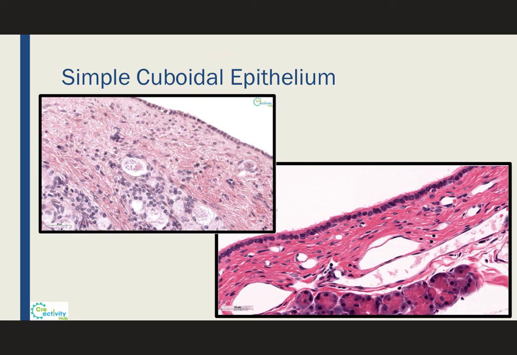Here we have a few more examples of simple cuboidal. The tissue on the left is a sample of an ovary. Notice how these outer cells forming the epithelium are arranged in one single cell layer, and the cells are square. The image to the right is representing the pancreas. Again, squared cells in one cell layer.